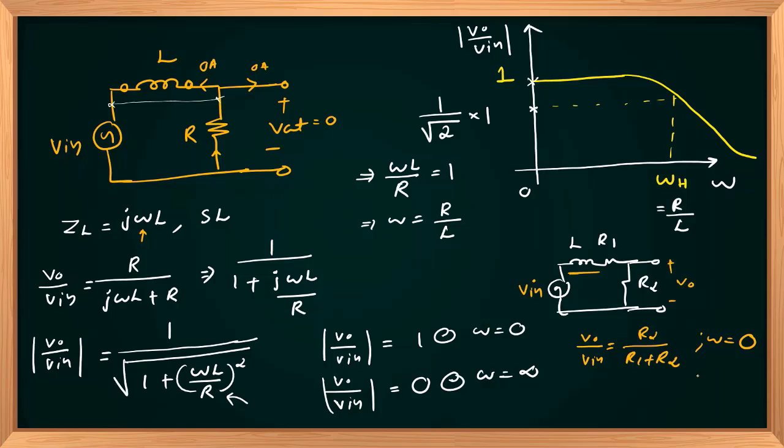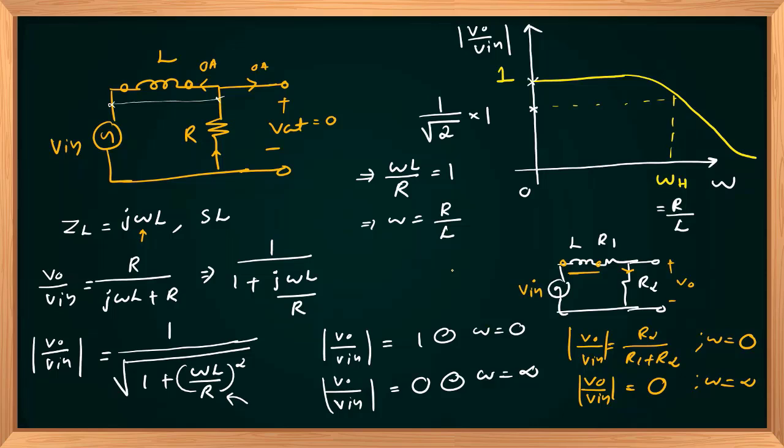Similarly, as omega tends to infinity, the inductor acts as an open circuit. No current flows through R2, no drop across R2. So the magnitude of voltage gain equals 0 at omega equal to infinity.